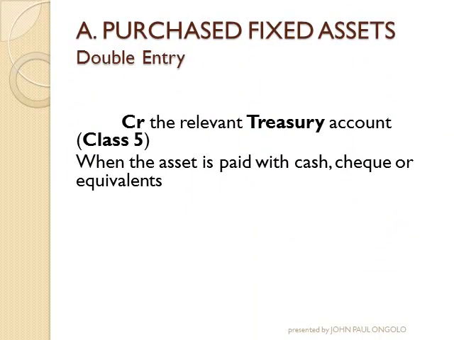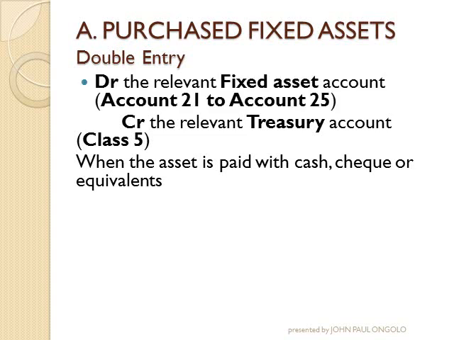So let us look at the double entry. First, when the asset is paid with cash, check, or equivalent, it means you're going to credit the relevant treasury account. It means maybe credit 52 if you are talking about payment through check, or maybe 571 if you are talking about payment through cash. We will debit the relevant fixed asset account. If it's an intangible asset, we are going to debit account 21. If it's land, 22. If it's equipment, account 24.